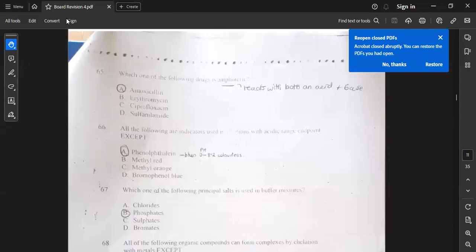So number 65 reads, which one of the following drugs is amphoteric? Choice A, amoxicillin; choice B, erythromycin; choice C, ciprofloxacin; and choice D, sulfanilamide. So which of the following drugs is amphoteric?